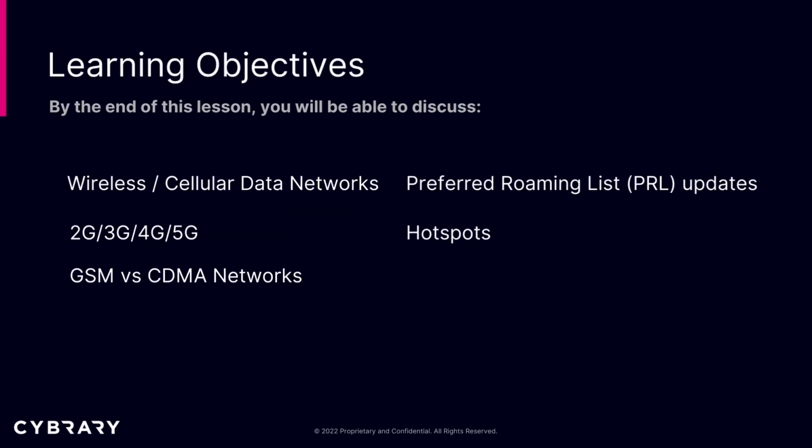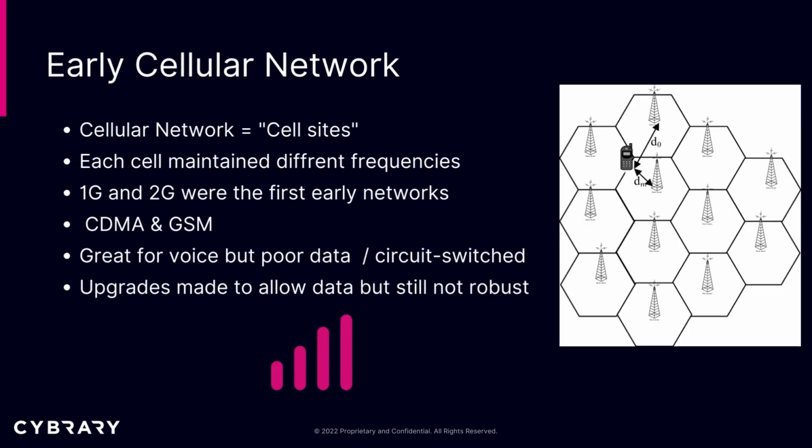Let's look at our learning objectives for this lesson. We're going to discuss wireless and cellular data networks. From there, we're going to talk individually about the types of networks that we have experienced over the years on our cellular networks: 2G, 3G, 4G, and 5G. Then we're going to talk about the GSM and CDMA networks individually and compare those. We're going to finish off talking about our preferred roaming list, or PRL, updates. That's how we get our updates on our mobile devices. And we're going to finish talking about hotspots. Okay, so let's jump into today's conversation and get started.